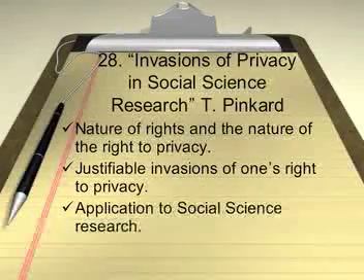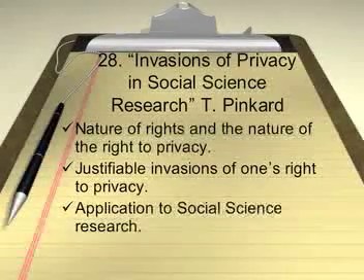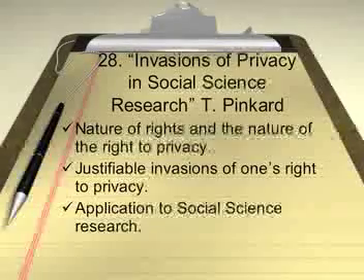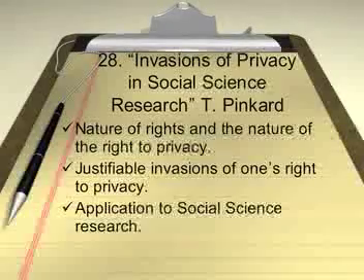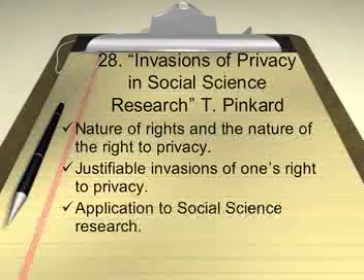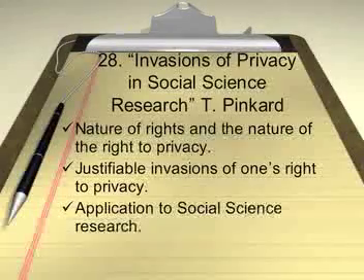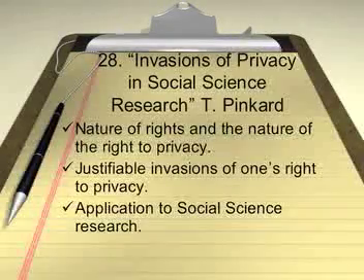Once he's got an idea of what rights are generally and what the right to privacy is, he says, when is it justifiable to invade one's privacy? And so he also wants to put forth criteria that tell you when it's right or wrong to violate one's privacy. And then he wants to look at social science research in particular and ask, are the types of things that historically have been done in social science research, the sorts of information that's been gathered and the way it's been gathered, are those methods actually violating an individual's right to privacy, or the privacy of the individuals who partake of the study?